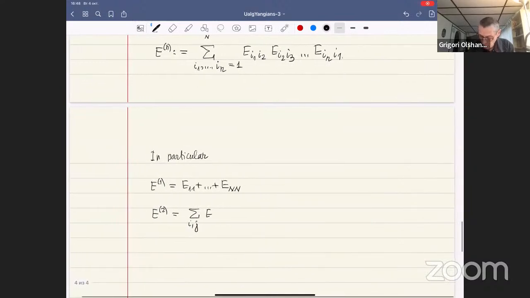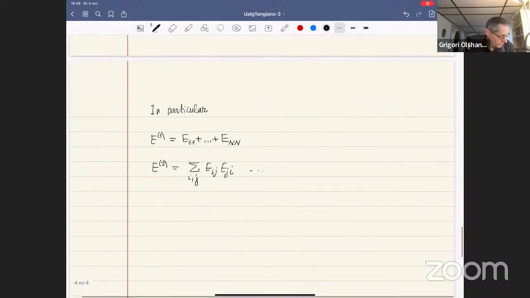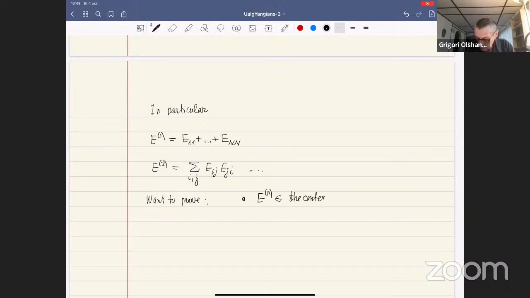So in this case, what we have is a quadratic element, a quadratic central element, and so on. And so what I want to prove, first, is that these elements are in the center with respect to the Poisson structure.